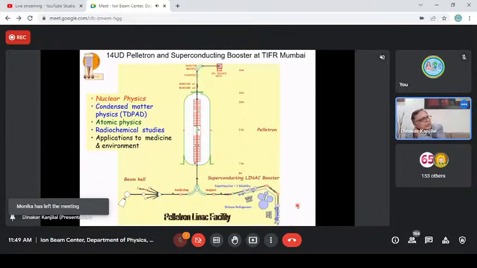In the 80s we caught up, and TIFR started pursuing this in the early 80s, and we got sanctioned in 84, outside the DAE system, for the university system, a tandem. But the principle is the same. In tandem you will always find UD, meaning unit doubled. This 14 UD means 14 units are there, then the terminal high voltage, then 14 units again. So what it does, a negative ion is formed outside.